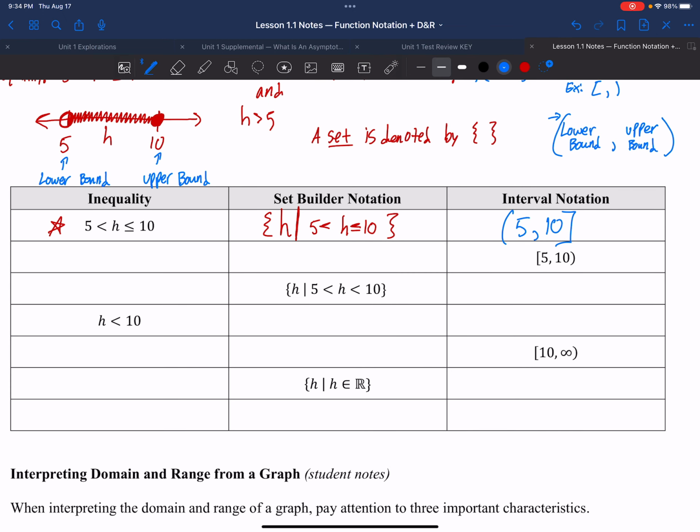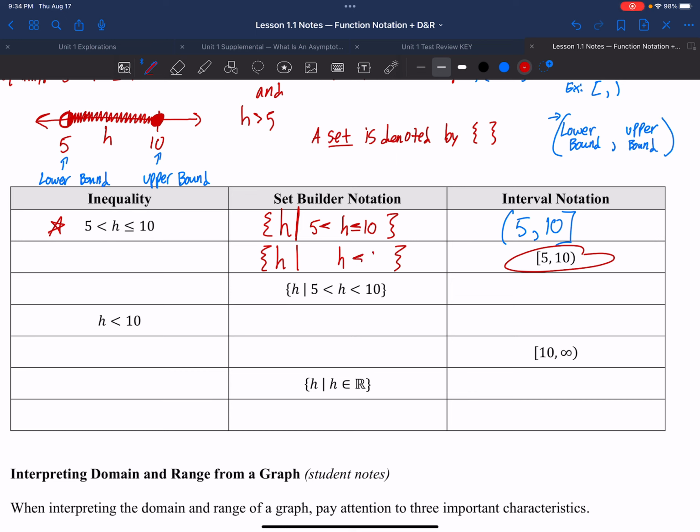Okay. So I'm just going to walk through it. We see the interval here, bracket 5, comma 10. So the lower bound is 5, and it includes 5. And the upper bound is 10. So set notation, I just have these curly brackets. We're assuming we're just going to keep using that letter H. So I'm going to say H again, such that, well, H is between 5 and 10, right?